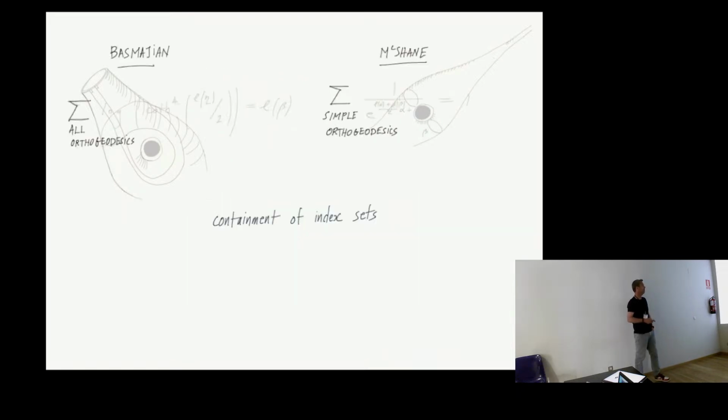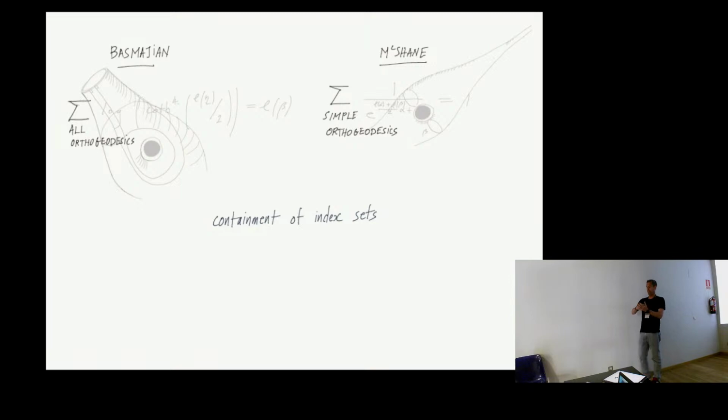And so in particular, what that means is that when you look at the Basmajian identity, you're looking at a sum over all orthogeodesics. And when you look at the McShane identity, you're looking at a sum over simple orthogeodesics. Right? So this was the starting point, as an observation, that you have a containment of the index sets. So when you look at the Basmajian identity, you're looking at many more orthogeodesics than if you look at the McShane identity. And as Viveka was explaining earlier, there's all these counting problems.